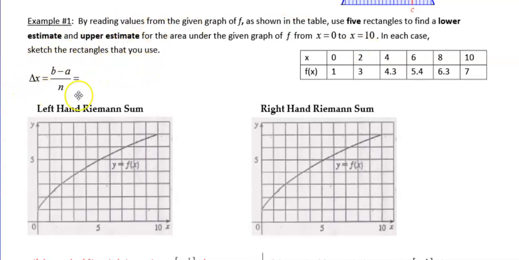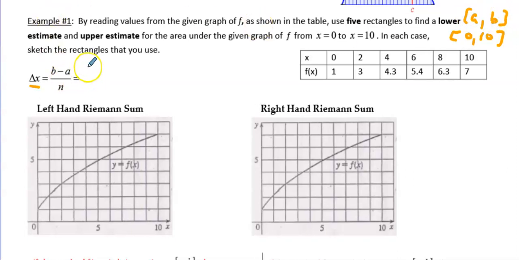So one of the things we want to talk about really quickly is how to find delta x. Delta x is going to be the width of our rectangle. This right here is the width of the rectangle. Well, we're looking at the interval from 0 to 10, so in this case this is our a, and this is going to be our b.